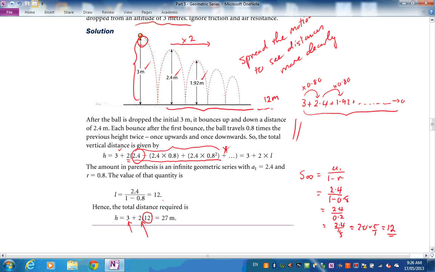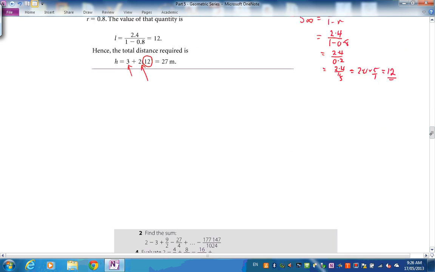So that's an interesting problem. Just note here that the ball is being dropped here, so it doesn't go up and down that 3 metres twice. Okay, so let's go down and have a look at some problems.